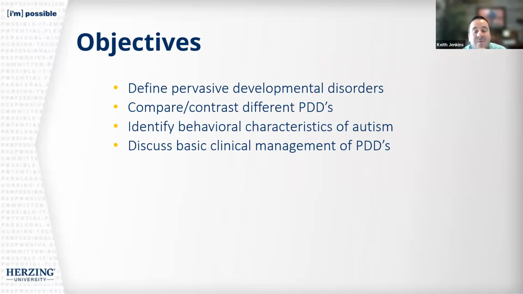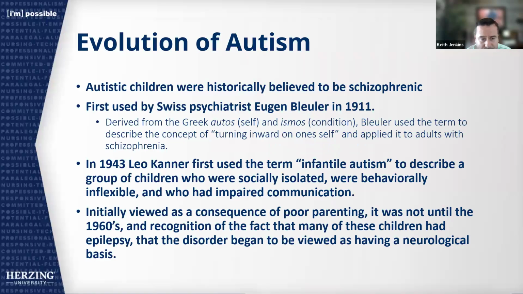So basically, we're going to talk about autism spectrum disorders and what they are, and look at some of the other types of the disorders beyond autism. We'll also discuss some of the characteristics you see with autism spectrum disorders. And of course, we're briefly going to discuss diagnosis and some basic management strategies involved with them.